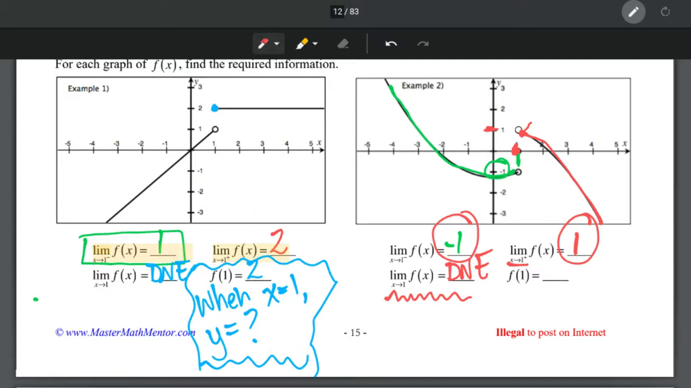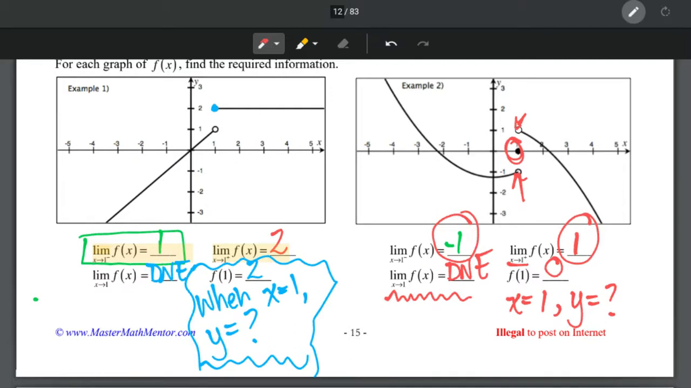And then f of 1, I'm going to have to erase so I can see the graph a little bit better. When x is equal to 1, y equals what number? So on the graph, when x equals 1, it's not this value because that's an open circle. We don't include that y value. Not that one. It has to be this one. So when x equals 1, y equals 0.